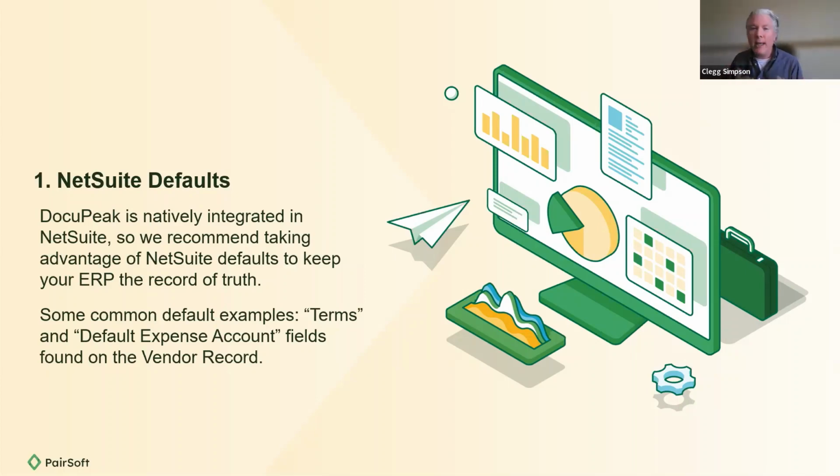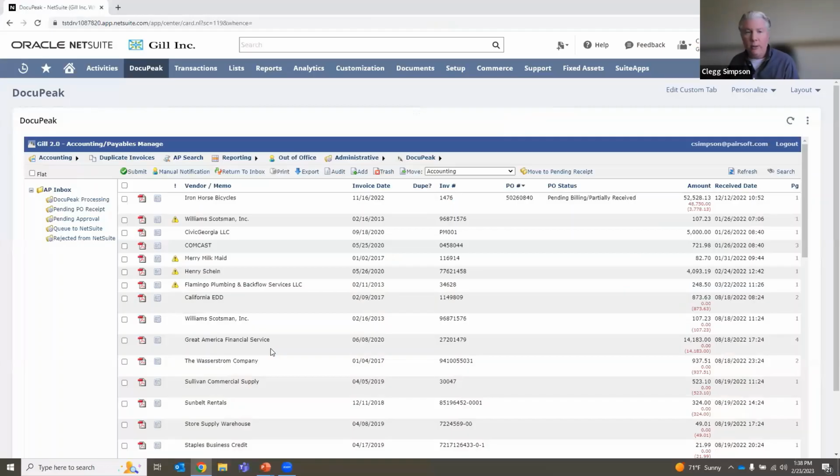We're not trying to take features or functionality away from NetSuite. What we're doing with DocuPeak is simply removing the manual steps in your AP process. But at the same time, again, with the importance of keeping NetSuite your record of truth. So a couple of examples of defaults are the terms that you can find on the vendor section inside NetSuite. If you look at a vendor record or vendor master, you can find the terms field and also the default expense account, right? Now, you might be asking yourself, can't we use the OCR, or optical character recognition, to pull off some of that information, and especially the terms? And you're right, we can do that.